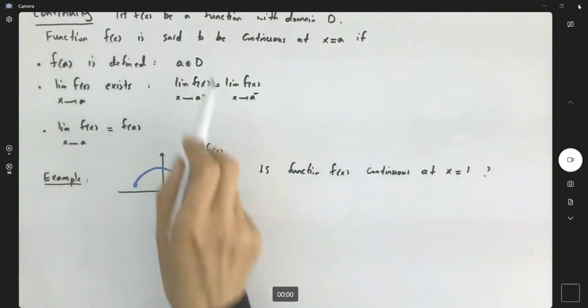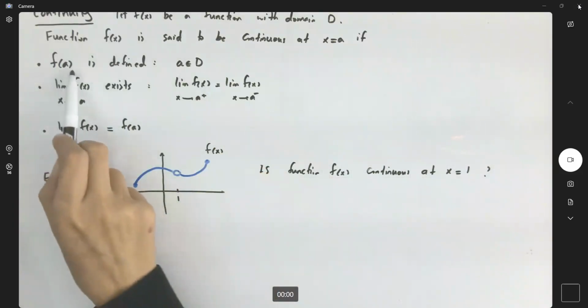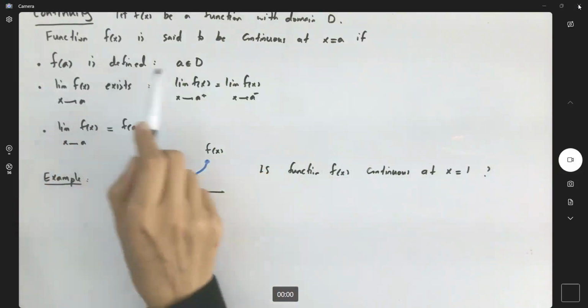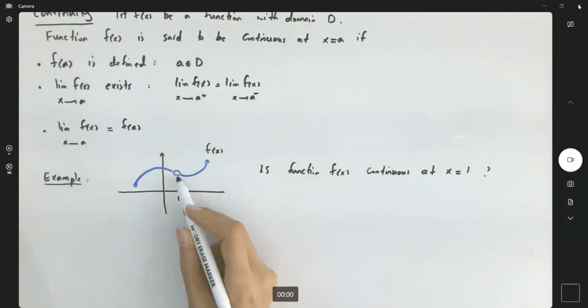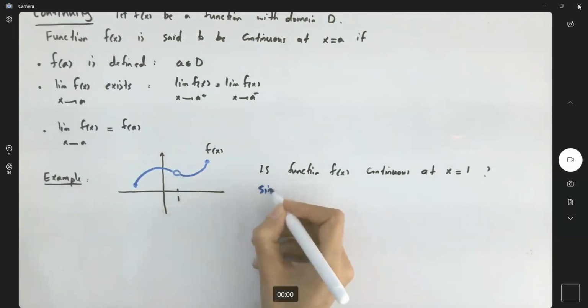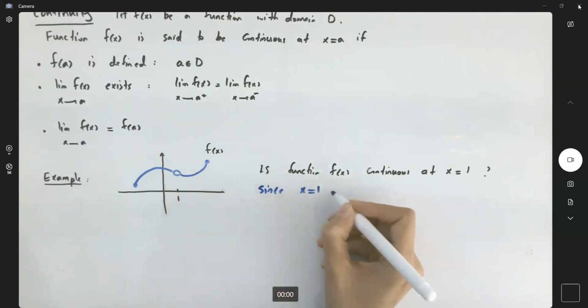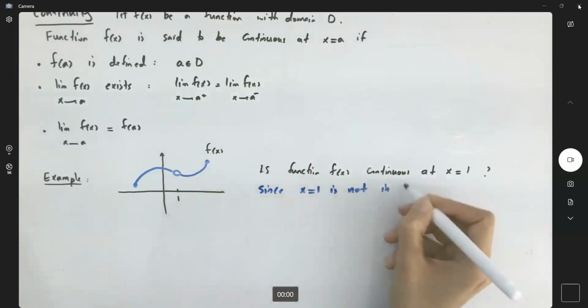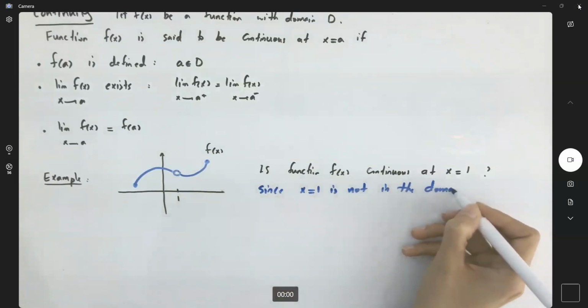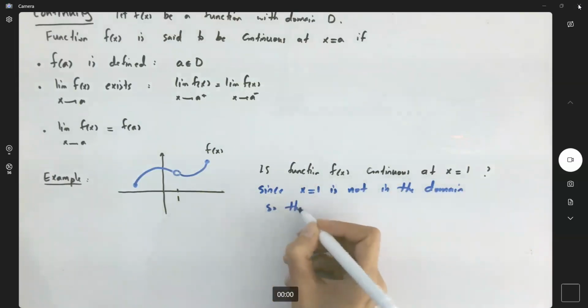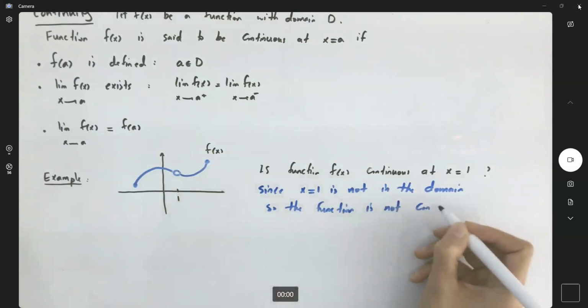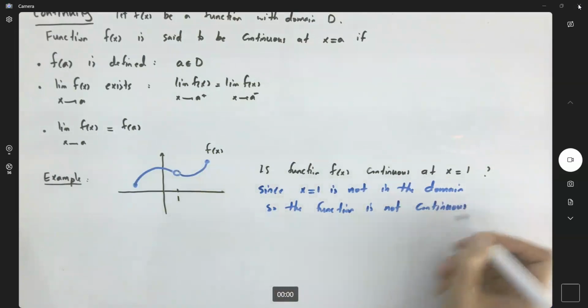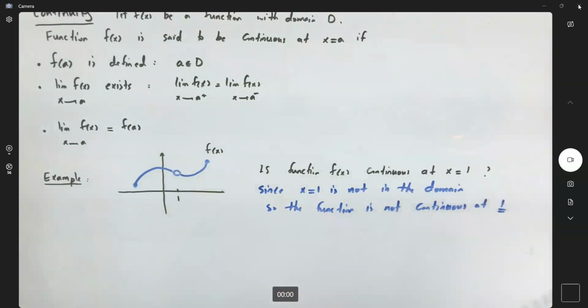Well, let's check the definition of continuity. We know that f of a must be defined. What's the meaning of that? It means that a must belong to the domain of the function. So you can say that since 1 is not in the domain of the function, the function is not continuous at 1.